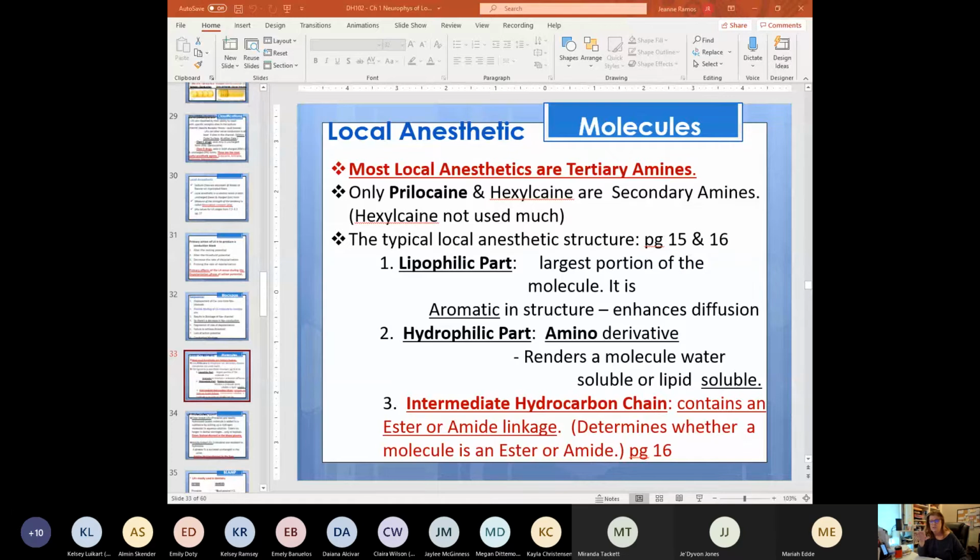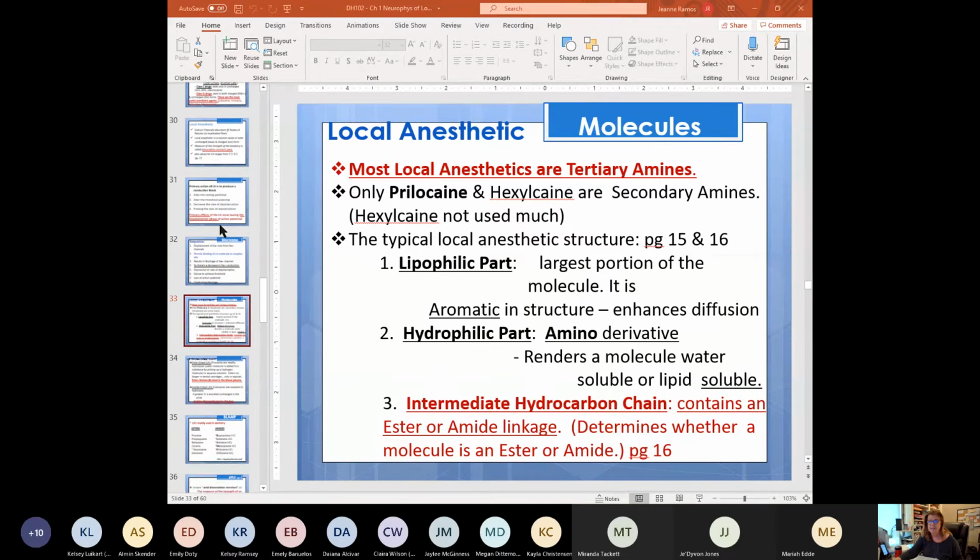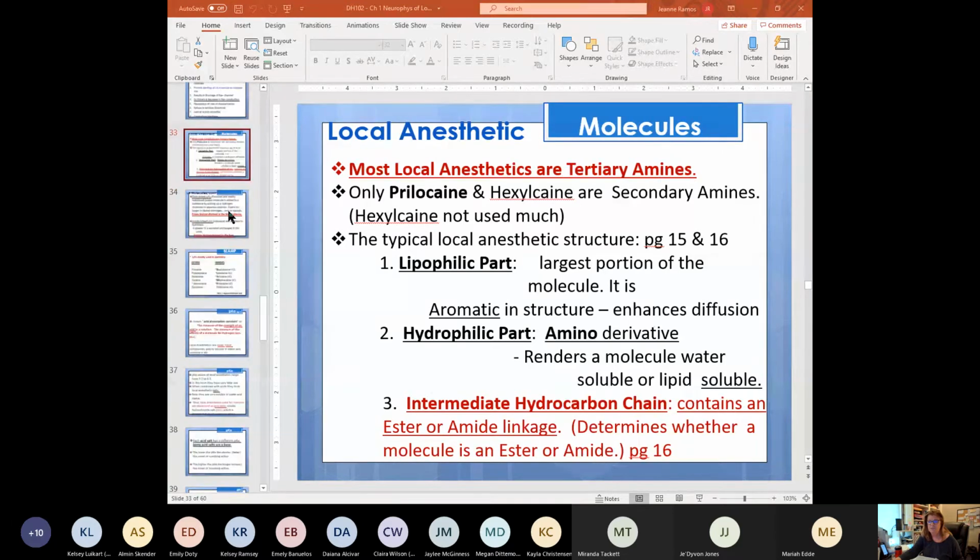So the test question will be, what determines whether something is ester or amide? It's the intermediate hydrocarbon chain. Okay, so that's what's going to determine that. And after that, there's really not a lot asked about those.